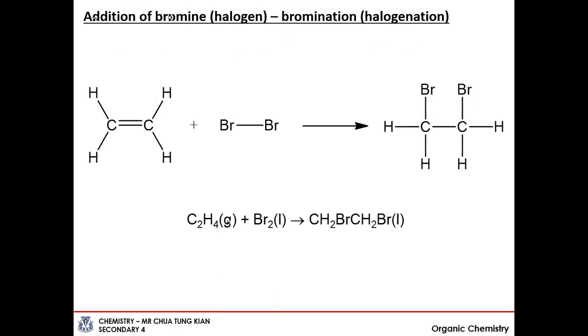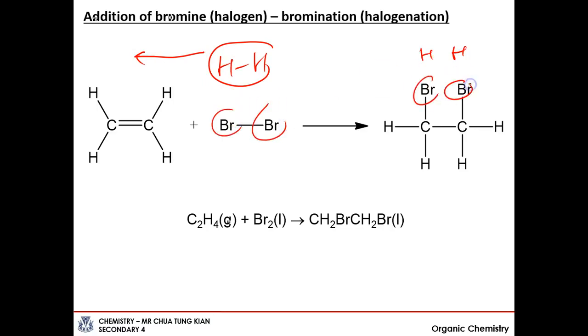The next compound we can add across the double bond is bromine, Br2. Basically it behaves the same as hydrogen. Imagine this, put it above, and you get your H and H here. Now I replace H and H with bromine and bromine. And the special thing about this is that bromine itself is reddish brown.